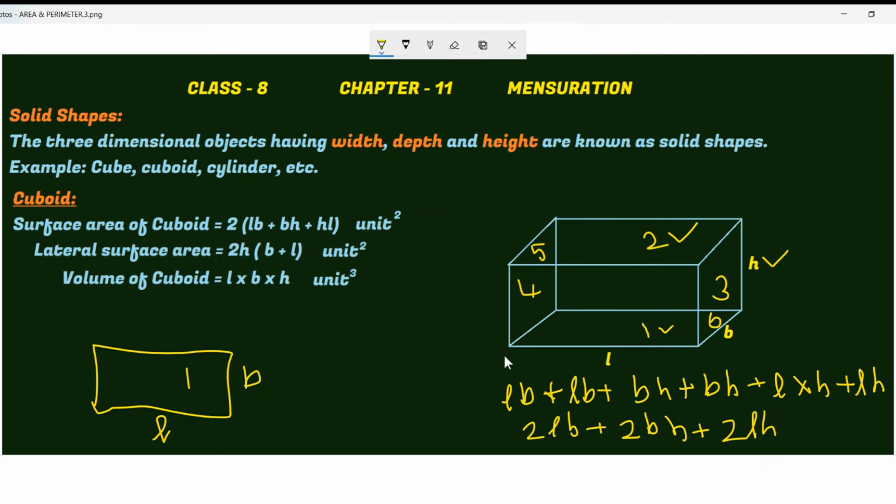So the total surface area of cuboid is 2 into LB plus BH plus HL. Now we are going to learn the formula for lateral surface area. For lateral surface area, the downside and upper side faces will not come. So we have to erase these two, because the downside is included with the length and breadth, and the upper side is also included with the length and breadth. So what will you get in this?